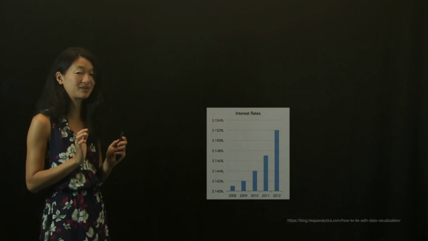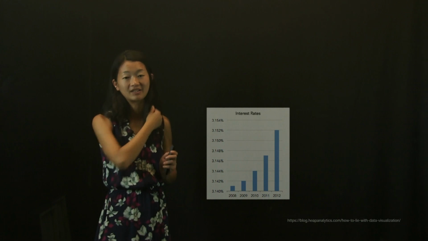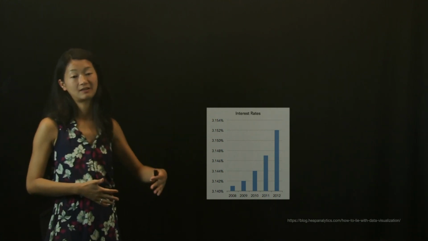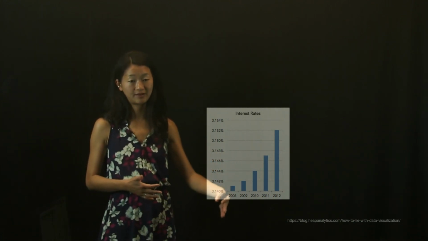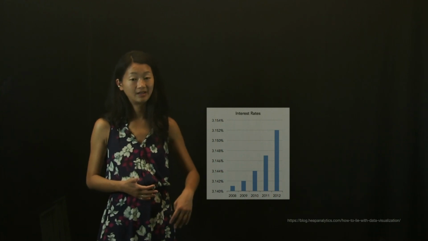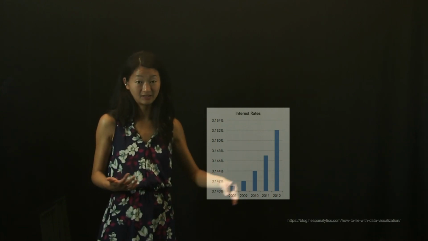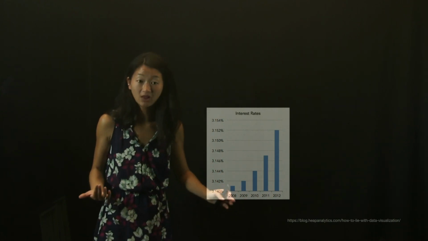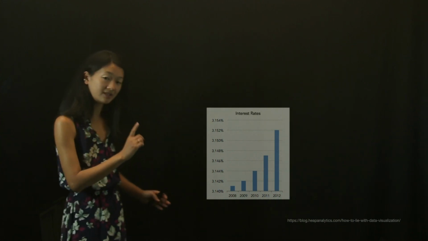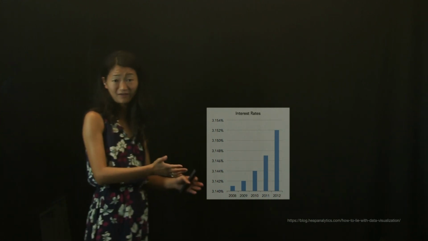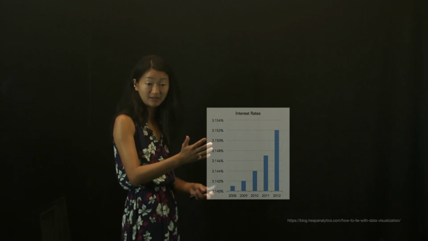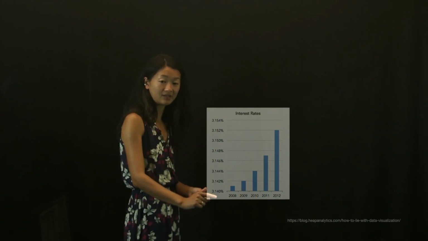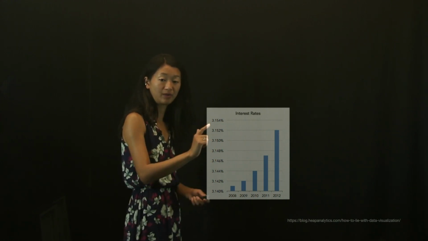Okay, so I'll start with a really simple example. Here is a visualization of interest rates as a function of years from 2008 to 2012. And if you're just looking at it, the first thing you see is, oh, it's going up. It's going up by a lot, right? But what you're not seeing, because whoever made this plot has obviously tried to hide it, is that the vertical axis only goes from 3.14 to 3.15.